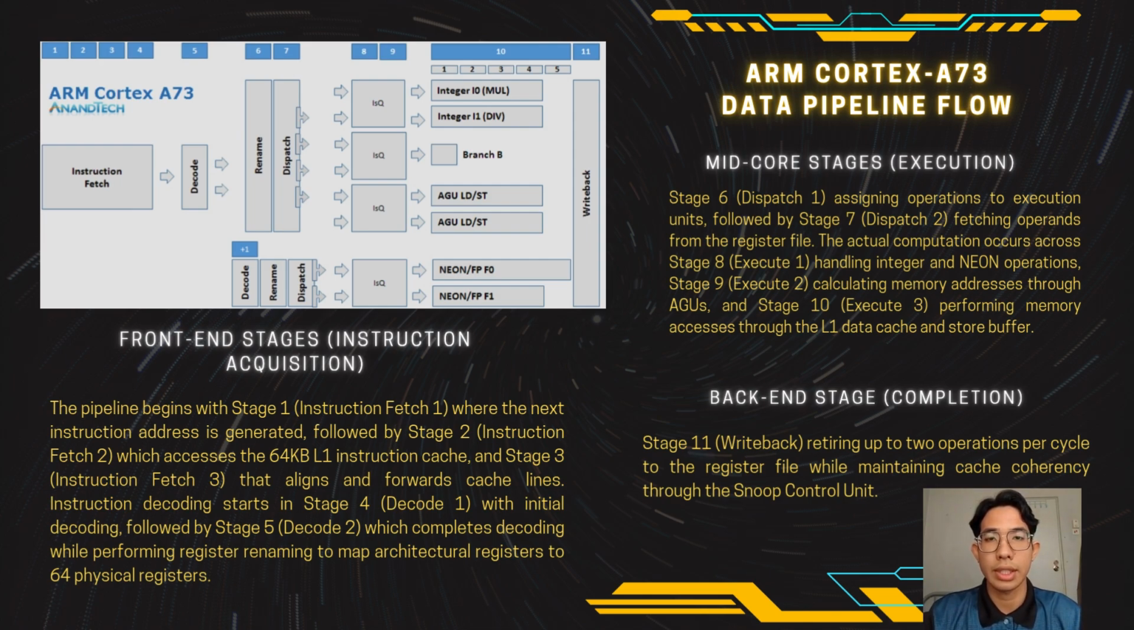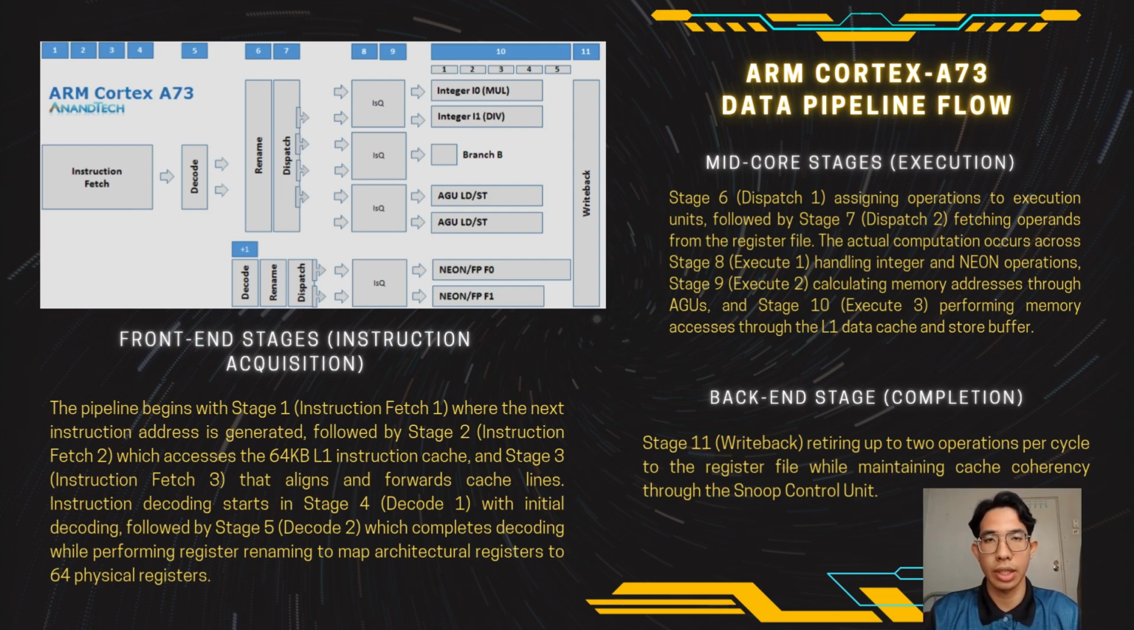So for the next slide, I would like to talk about the ARM Cortex-A73 data pipeline flow. The data pipeline flow has three categories. First, the front-end stage, which is instruction fetch. Second is the mid-core stage, which is execution. Third is the backend stage, which is completion.